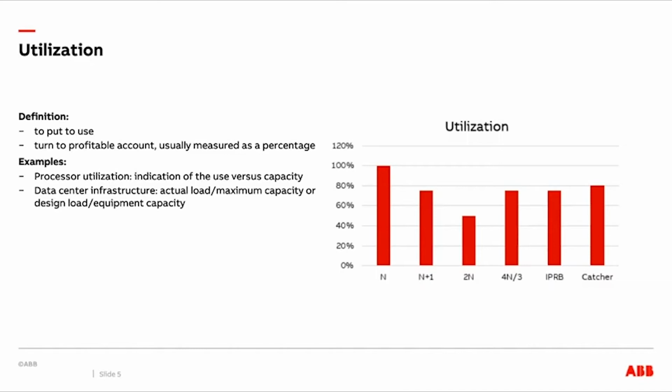Isolated parallel ring bus systems, or IPRB, eliminate stranded assets, improve reliability, and provide high utilization. However, cost is still an issue with most IPRB designs. Block redundant or catcher systems achieve high levels of utilization with varying degrees of reliability. So we need to be careful when looking at catcher systems or block redundant systems.